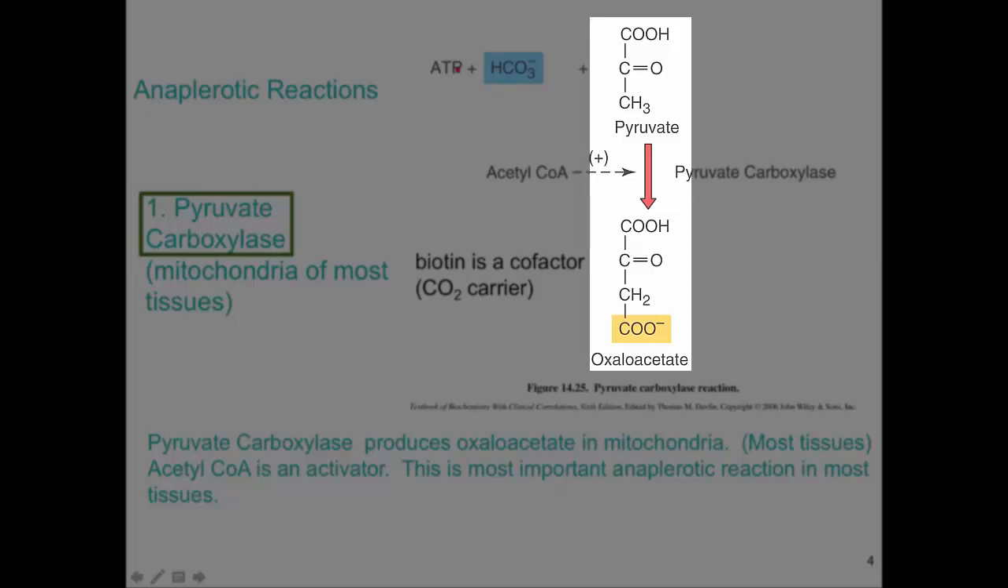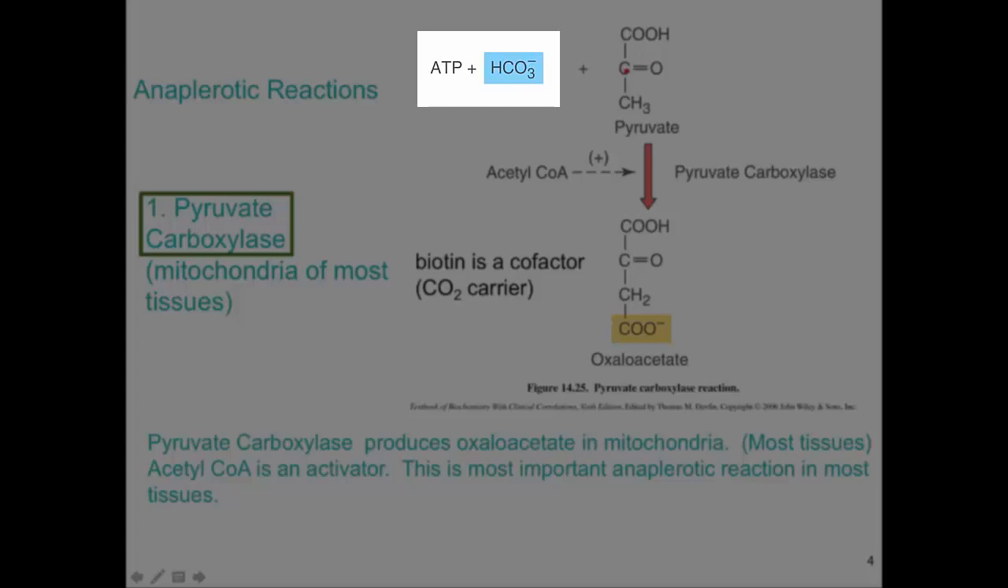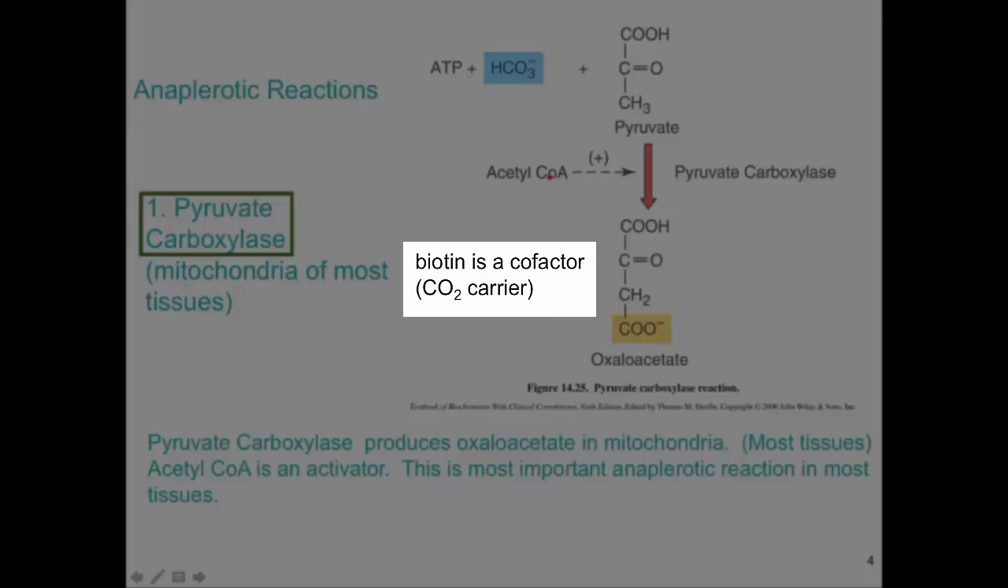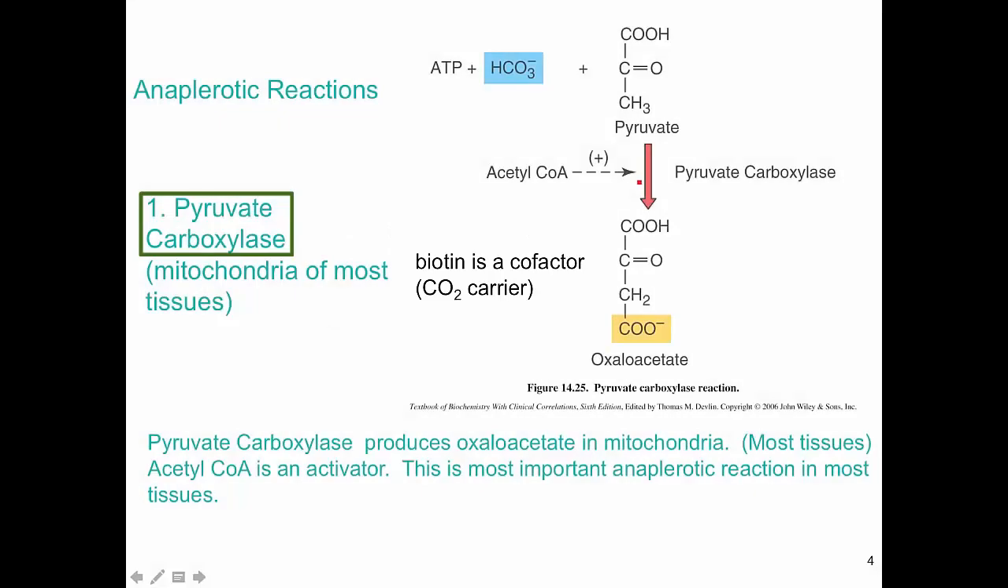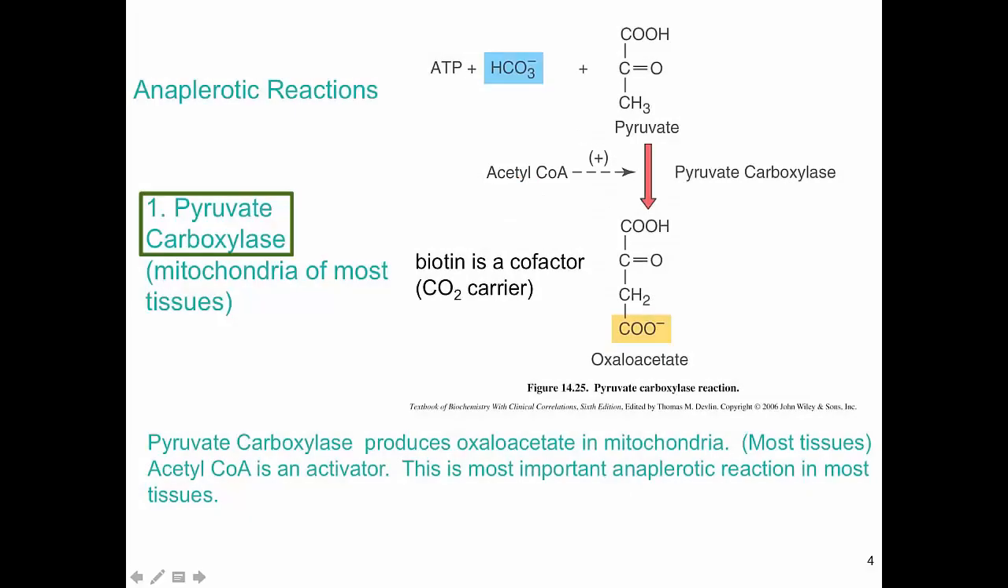An important thing to note is that this is an energy-requiring reaction. ATP is hydrolyzed. The extra carbon for turning a 3-carbon pyruvate into a 4-carbon oxaloacetate comes from bicarbonate. And as in most carboxylation reactions in mammals, biotin, the vitamin, is the CO2 carrier. This reaction is regulated. It has acetyl-CoA as a positive allosteric activator. So when acetyl-CoA piles up inside the mitochondria, it's a signal that it's time to run the citric acid cycle faster, and it stimulates anaplerosis with the production of more oxaloacetate.